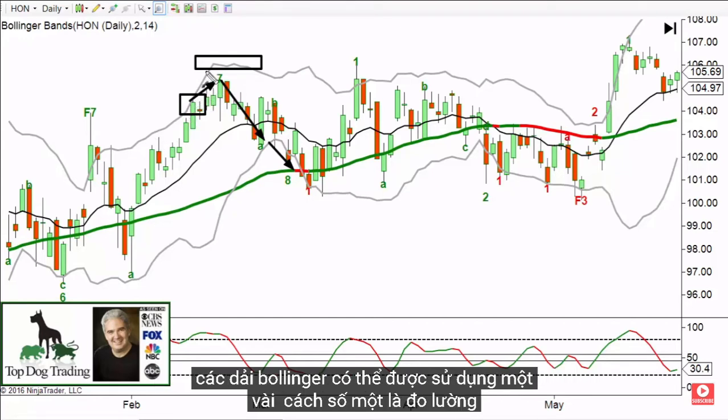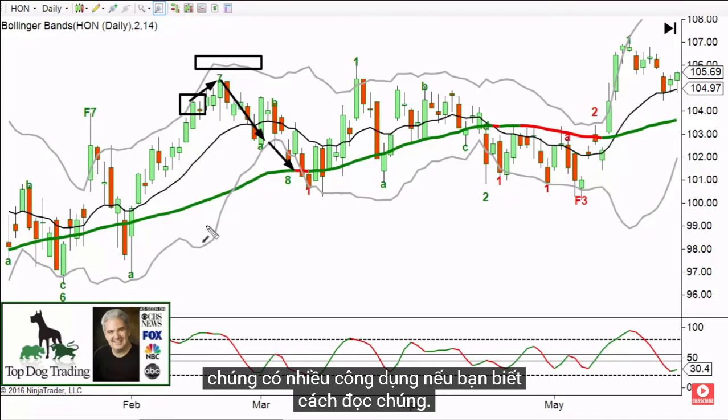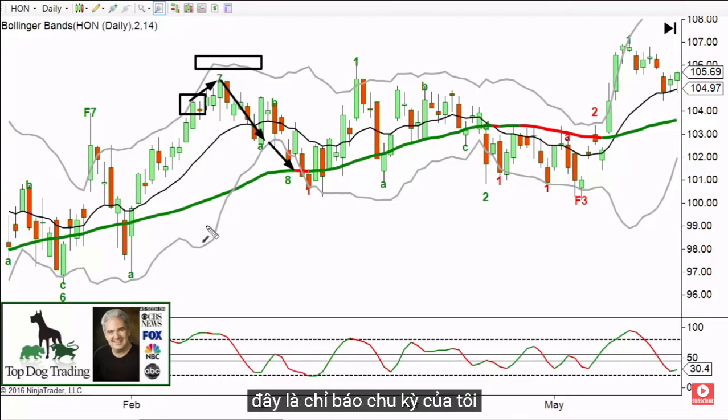And Bollinger Bands can be used a couple of different ways. Number one is to measure volatility, but they can also be used to measure strength and even trend. So they have multiple uses if you know how to read them. Now the key on this one is that we're also using other things along with it.